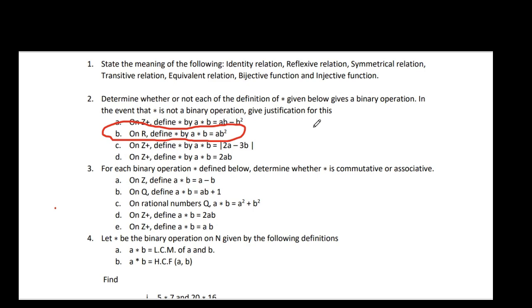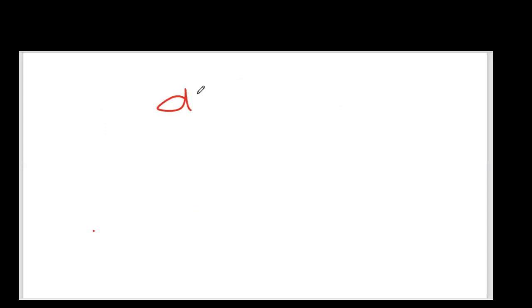So how do you do that? I have A star B equals AB squared. So I have A star B there, and this is giving me what? AB squared. The question is to prove that this star is a binary operation, so we're going to use the closure rule.